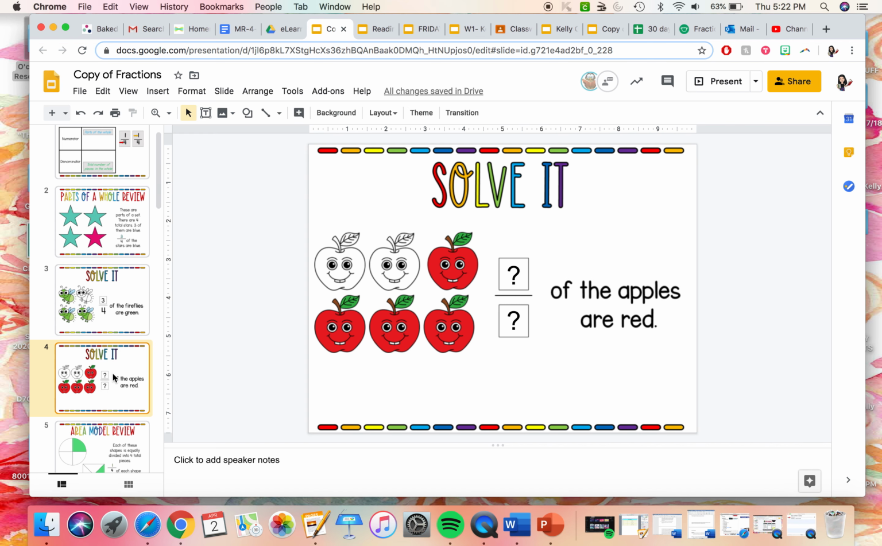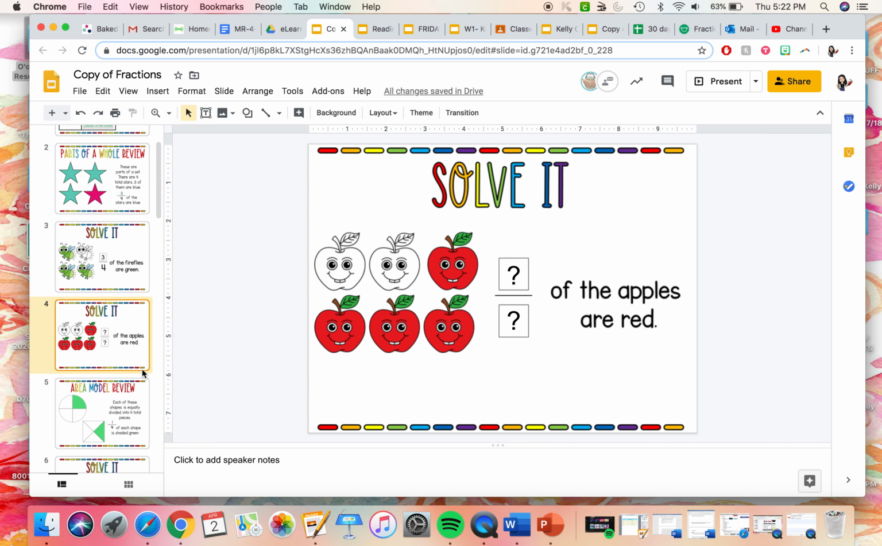Go ahead and complete this here. You are going to need to tell me the whole and the part, so the numerator and the denominator. How many of the apples are red?